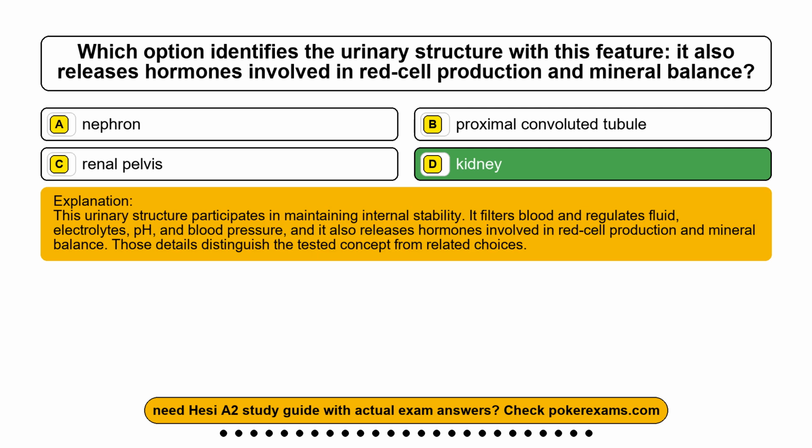This urinary structure participates in maintaining internal stability. It filters blood and regulates fluid, electrolytes, pH, and blood pressure, and it also releases hormones involved in red-cell production and mineral balance. Those details distinguish the tested concept from related choices.